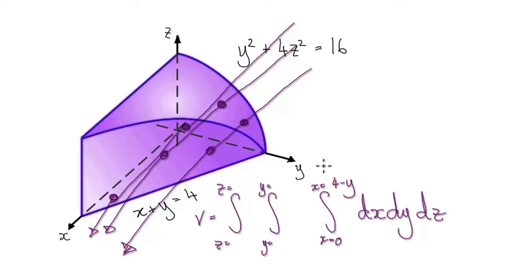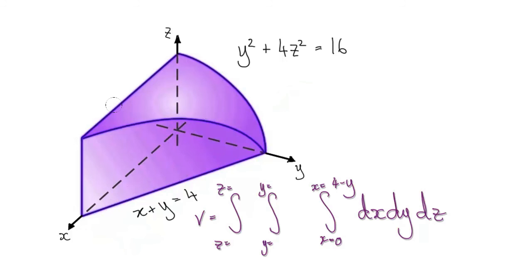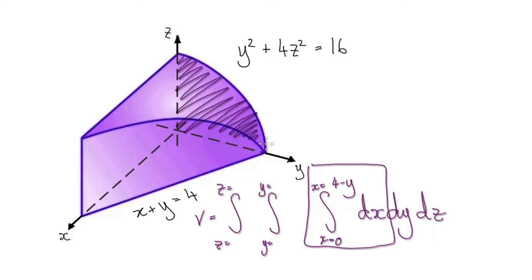Let me clean this up. I've done x. Once I've taken care of x, the solid will collapse down to a 2D surface. Once I've integrated the x, the 3D solid will lose one dimension, the x dimension. So this whole solid will collapse down to this 2D flat surface here.